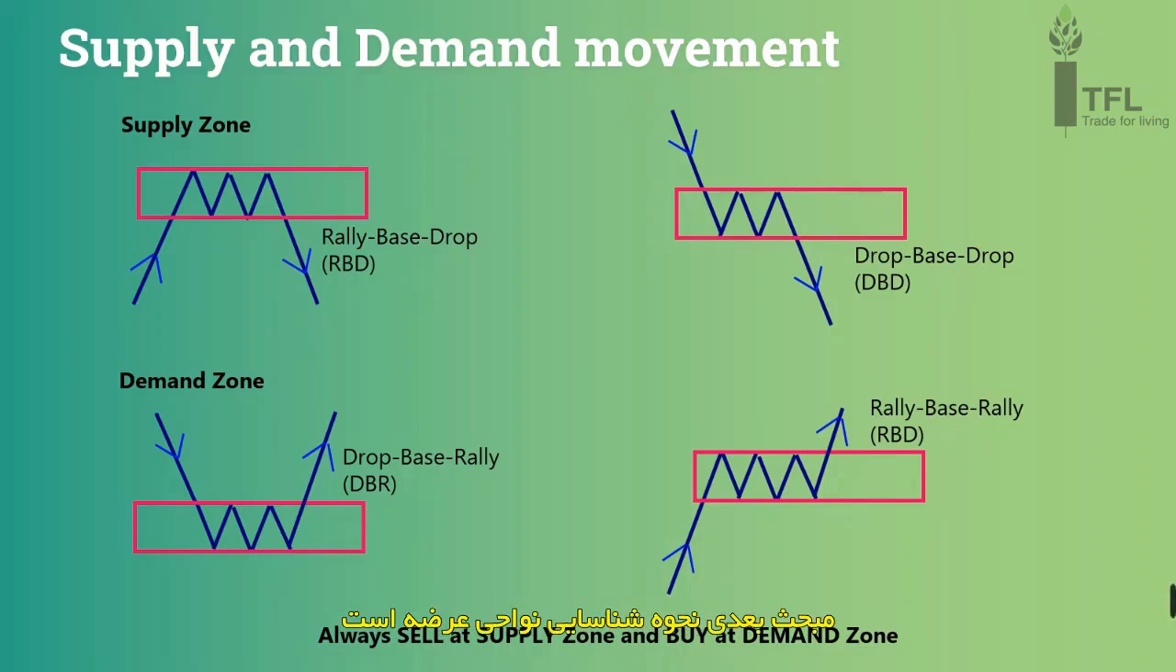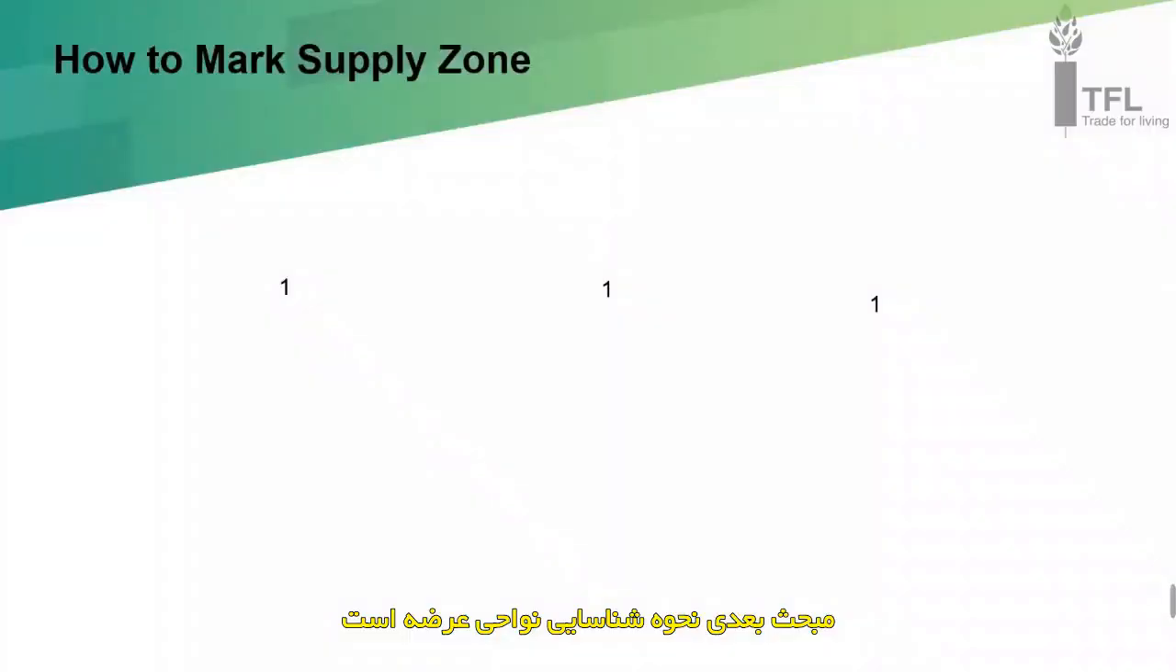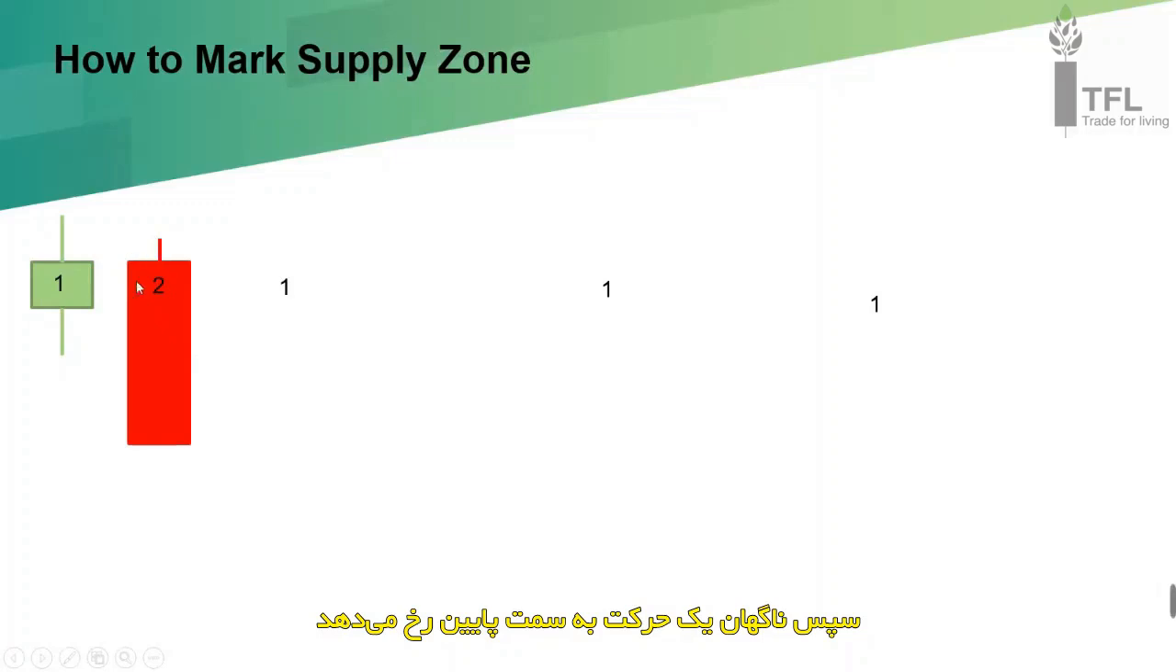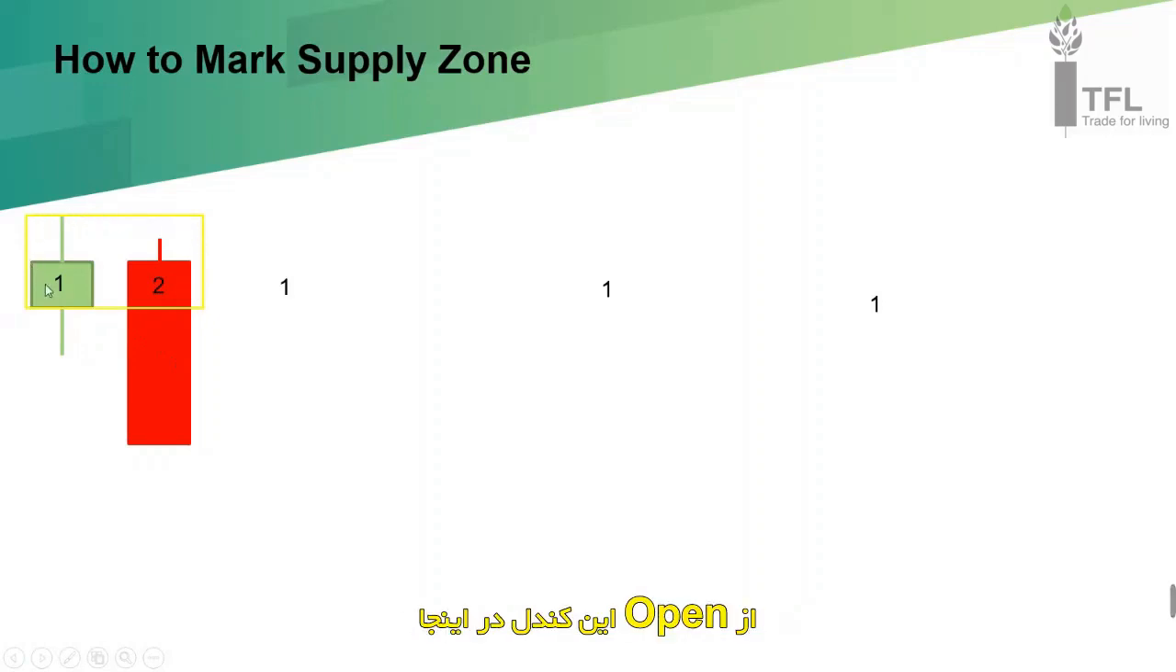So next is how we mark our supply zone. The first example is that let's assume there is a small bullish candle. Then suddenly there is a movement downwards. So this will be my supply zone. I'm going to mark from the open of this first candle towards the high of the candle.